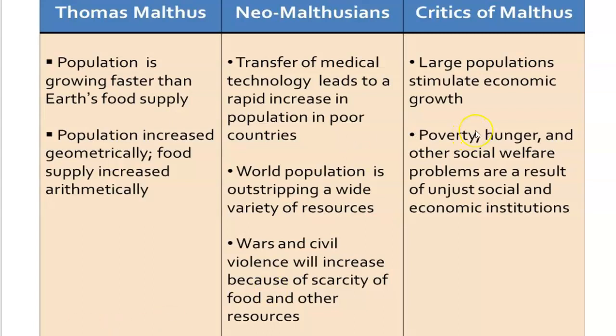Critics of Malthus, as well as neo-Malthusians, would argue that large populations may stimulate economic growth, and with that may come innovative ways to be able to respond or limit the impact of these types of issues. So poverty, hunger, and other social welfare problems are a result of unjust social and economic institutions, not the result of not having the capability to have enough food to go around. So they're kind of separating those two different things.